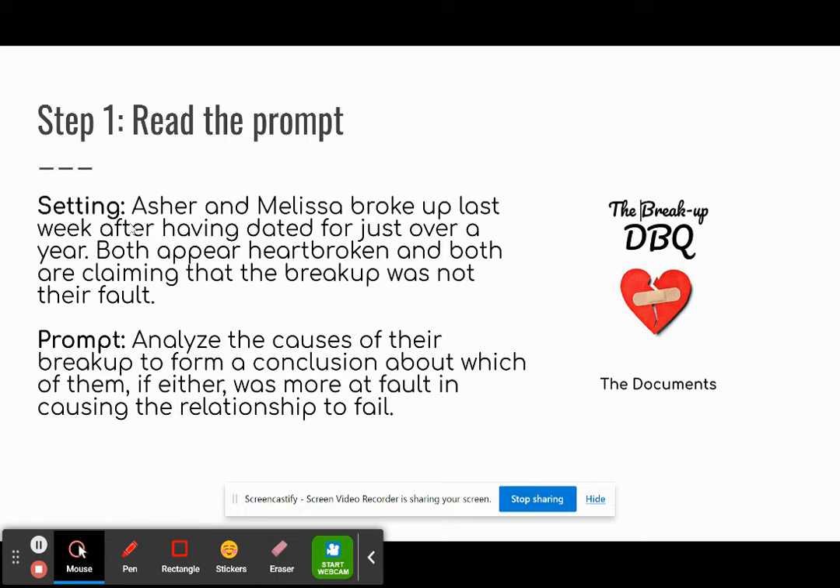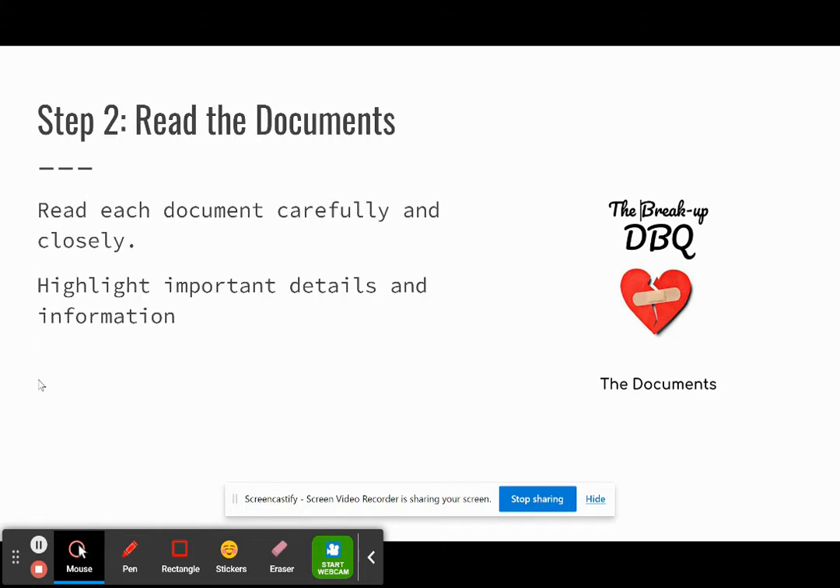Asher and Melissa broke up last week after having dated for just over a year. Both appear heartbroken and both are claiming that the breakup was not their fault. So, the prompt, or what you have to figure out, is analyze the causes of their breakup to form a conclusion about which of them, if either, was more at fault in causing the relationship to fail.